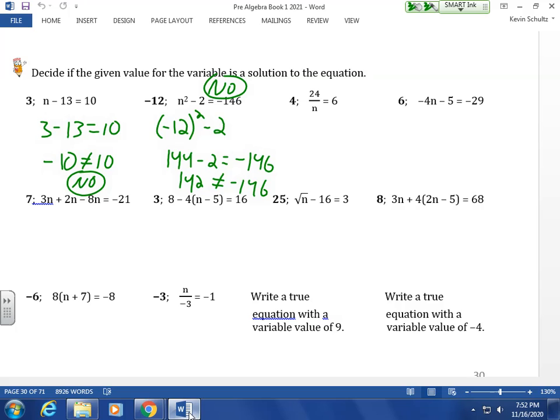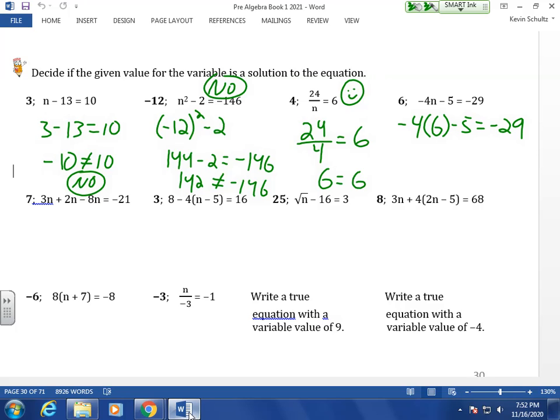The third one, 24 divided by n. If n is 4, and remember I needed to see this work on your page here, does 24 divided by 4 equal 6? Well, 24 divided by 4 is 6, so yes indeed. That does work. The next one, n being 6, testing that solution. So we have negative 4 times 6 minus 5, and we're seeing if that equals negative 29. Negative 4 times 6 is negative 24, and negative 24 minus 5 is indeed negative 29. So yes, this one works too.